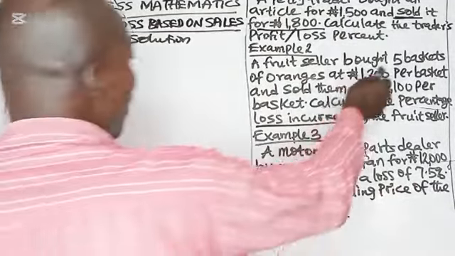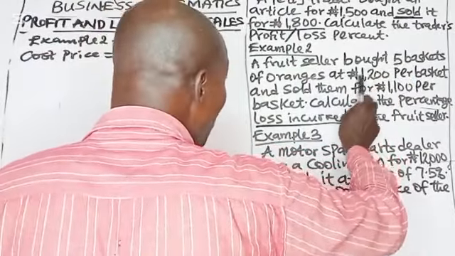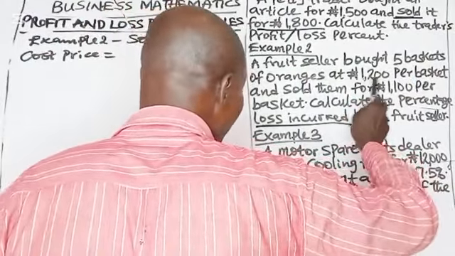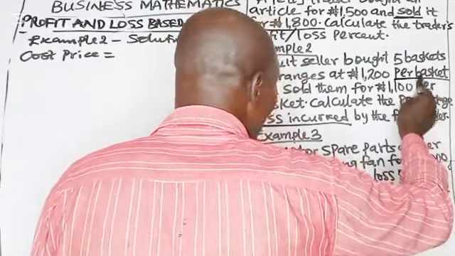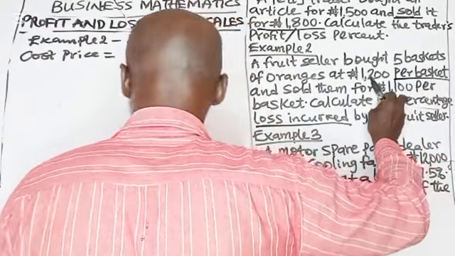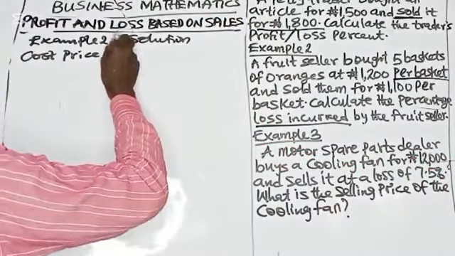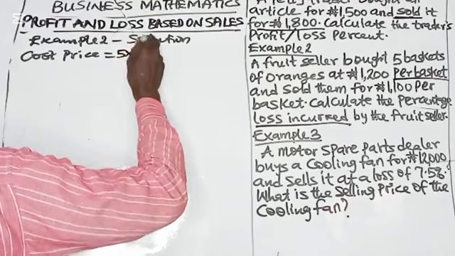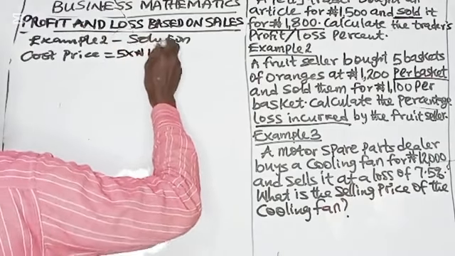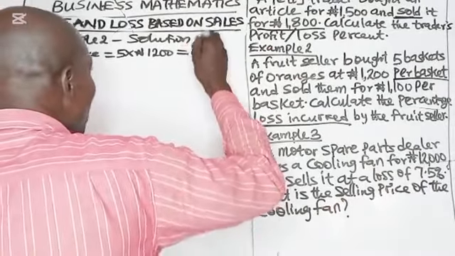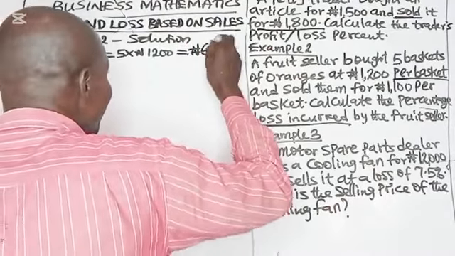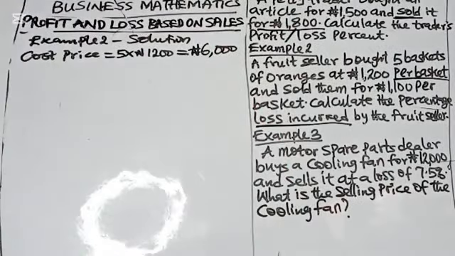Since 5 baskets were bought, and 1 basket was bought for 1,200, that is why we have per basket. 5 baskets were bought, 1 basket was bought for 1,200. So we have 5 baskets now. We cost 5 times 1,200. The cost price of 5 baskets of oranges will be 1,200 times 5. That gives us 6,000 naira. The cost price of the 5 baskets of oranges is 6,000 naira.